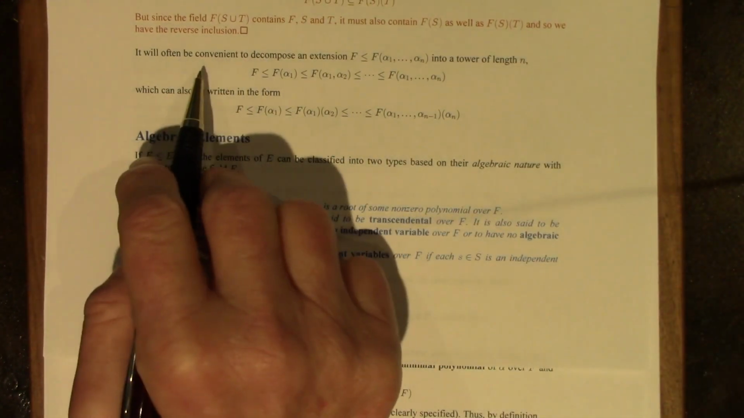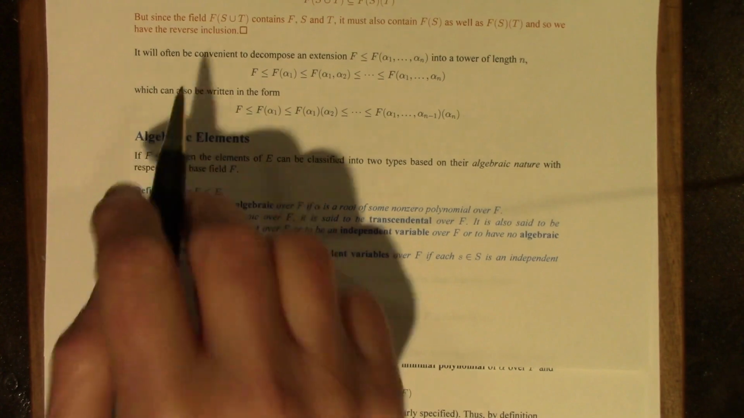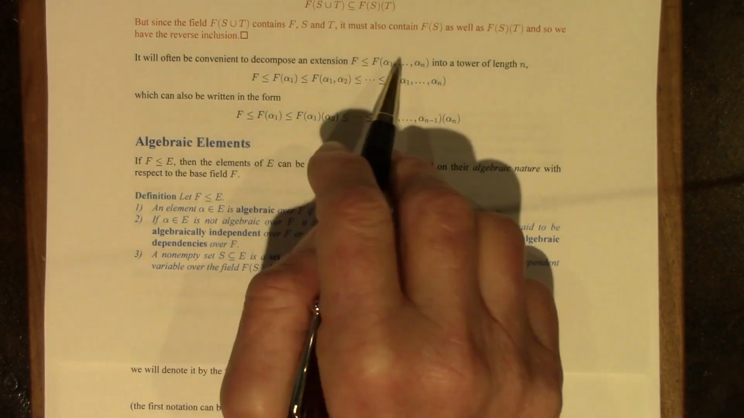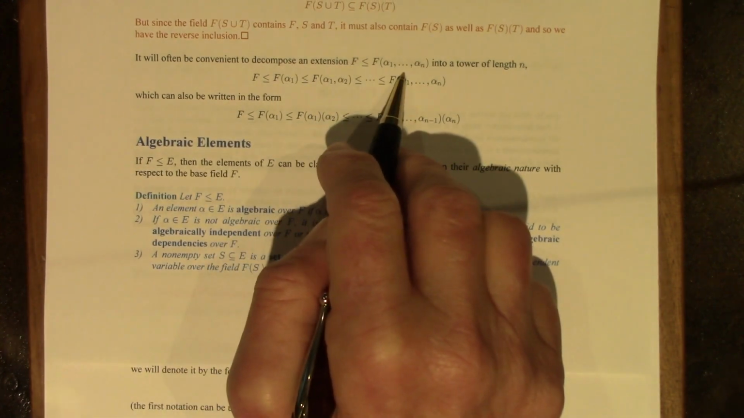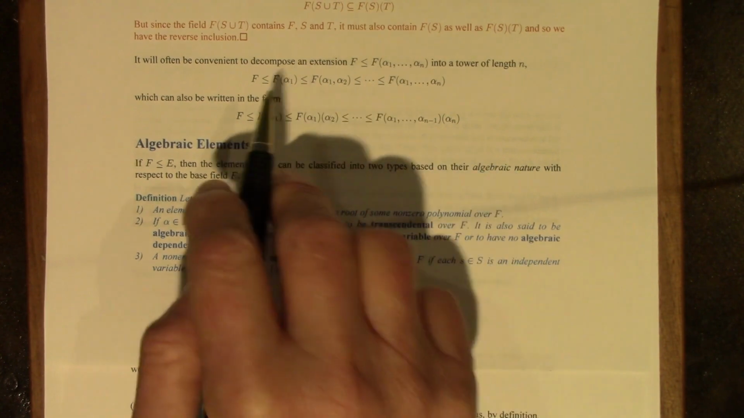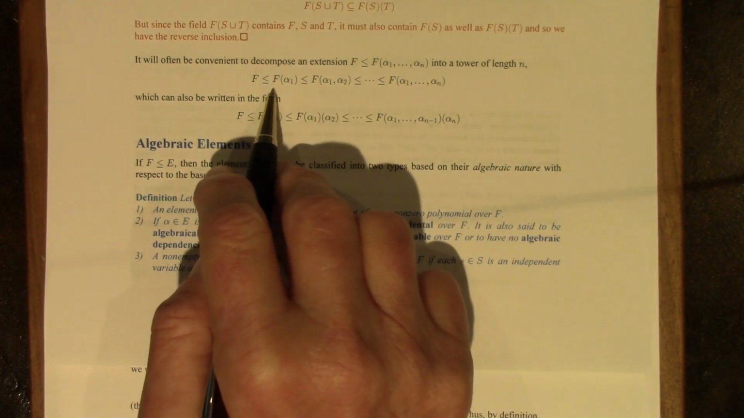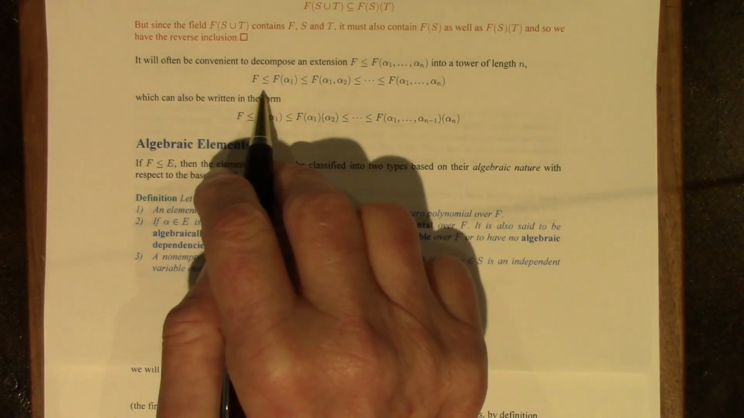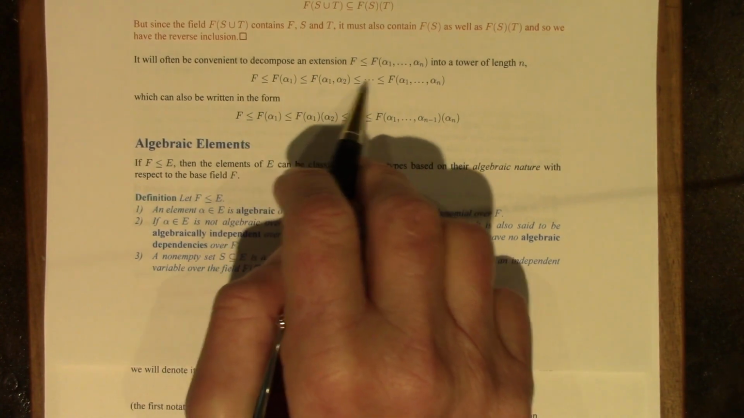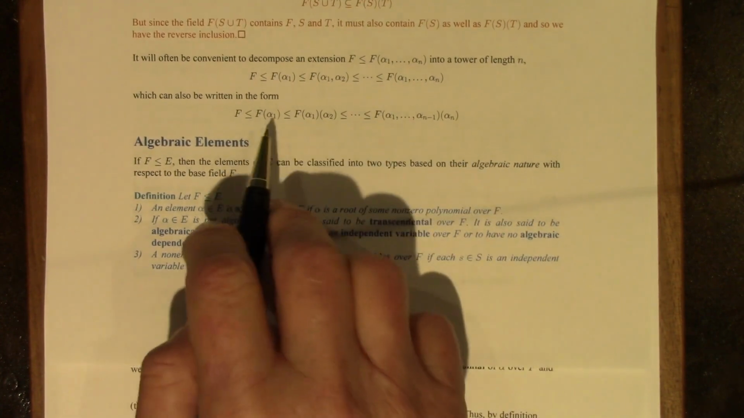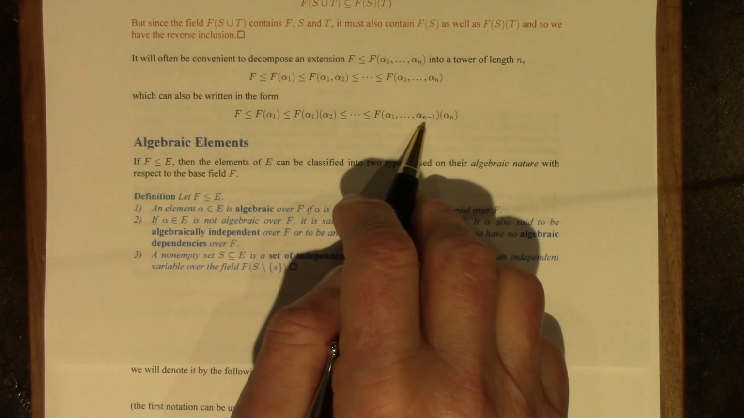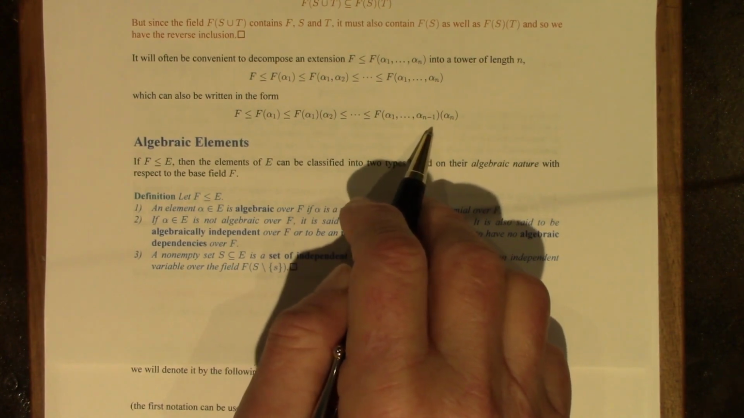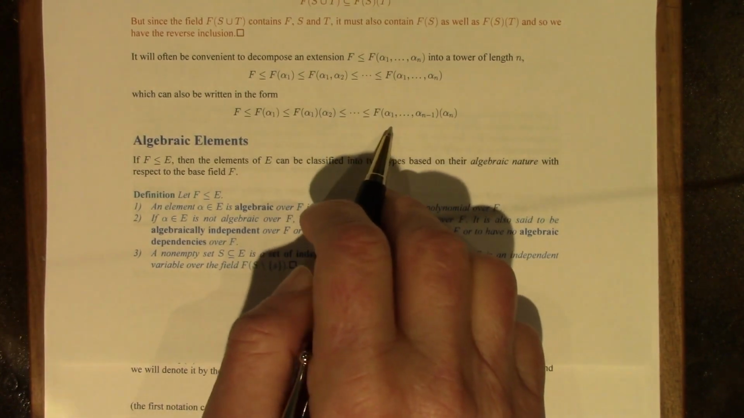As we're going to see, it's going to be often very convenient to decompose a field extension of this form into a tower of length n by adjoining one element at a time. And that can also be written this way, just different notation. And this is going to be very handy for us.